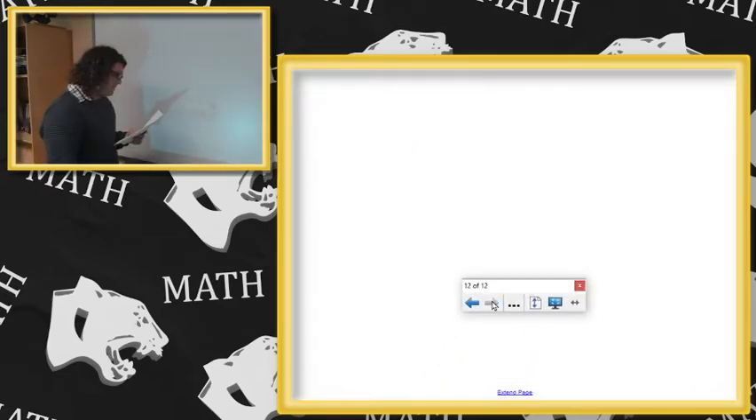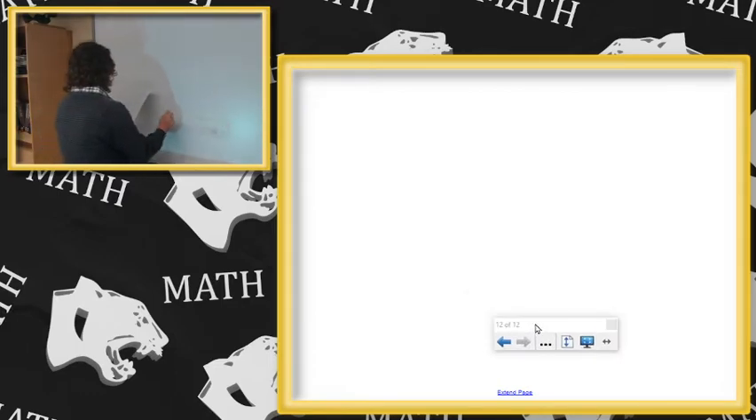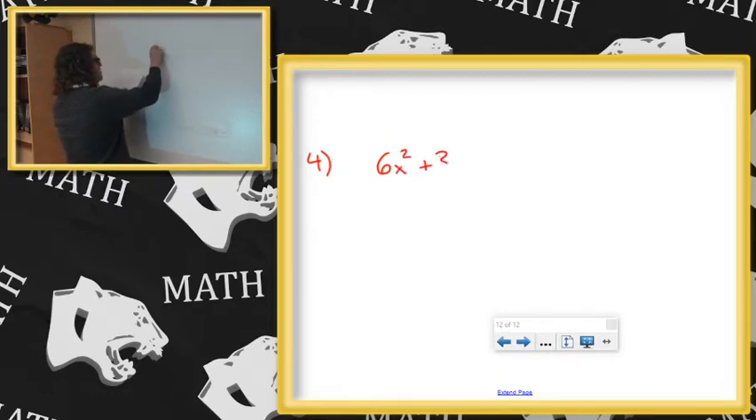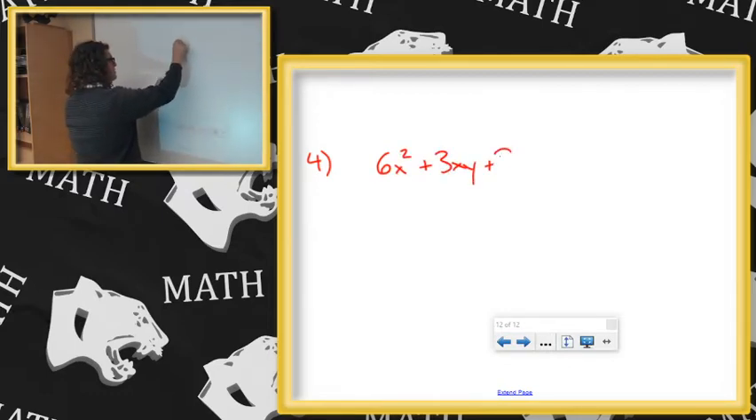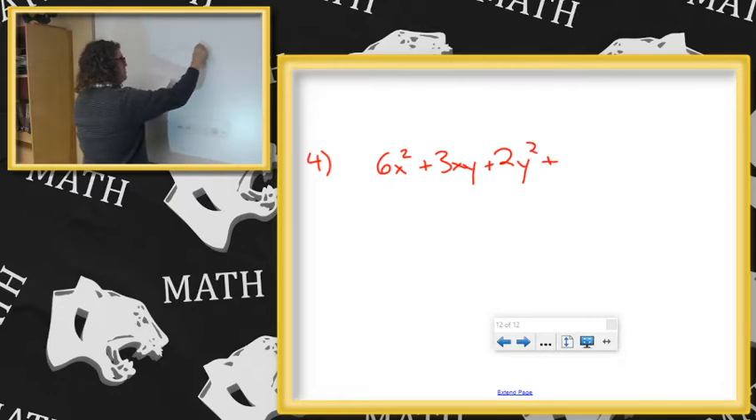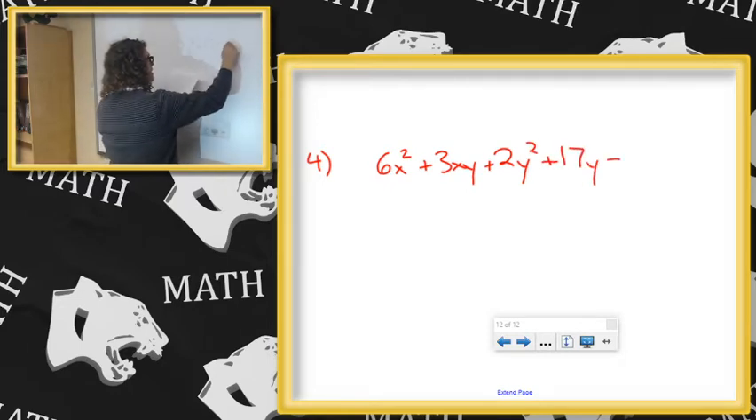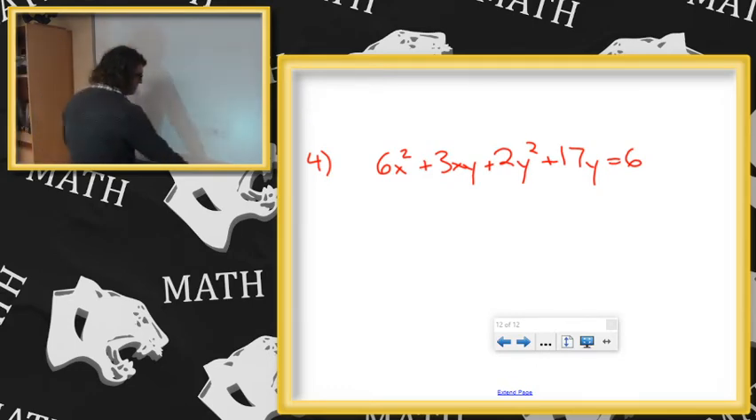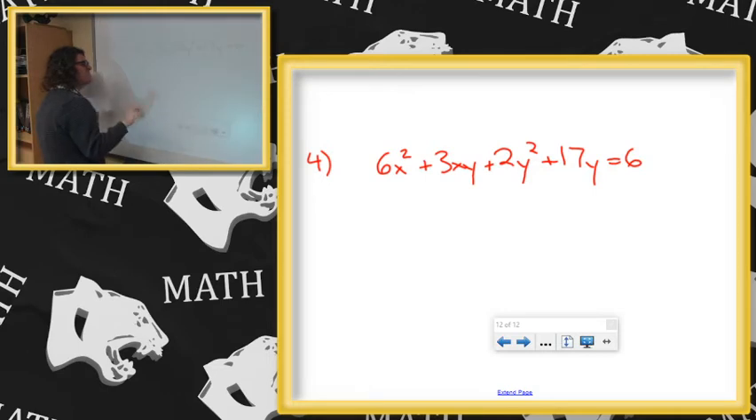Okay, so we've done a lot of the, well, probably basic stuff. This one says, find an equation for the line tangent to the curve defined implicitly by the relation. So this is question 4: 6x squared plus 3xy plus 2y squared plus 17y is equal to 6. Okay, let's go. So this is done implicitly, so taking x derivatives everywhere.